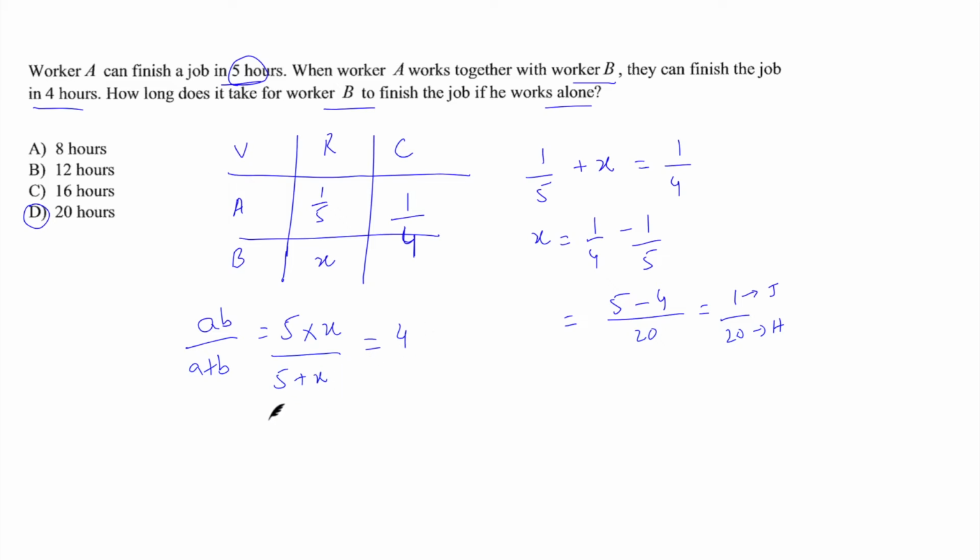Cross multiply. 5X equals, this will go towards this side, 4 into 5 is 20 plus 4X. 5X minus 4X is X. X equals 20. This is way easier. You see, the answer is the same. This is what I wanted to tell you in this question. Now I want to move on to average speed questions. They're extremely important. There are 3 scenarios that I will be discussing in this video and they are very important.